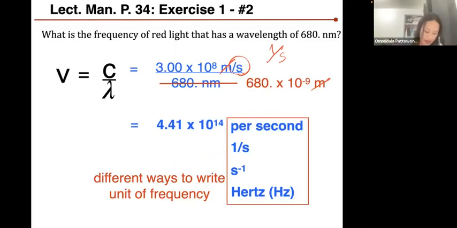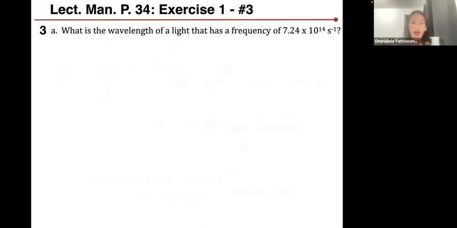So what does it mean then? It means that per second, this is how many cycles this wave passes through the given location. Again, note that hertz is the same as per second, so you can use them interchangeably. All right, I would like you to pause the video now to complete this example here, and after you finish, then resume the video again. Now let's check your answer together.